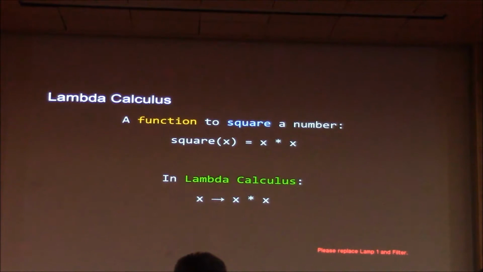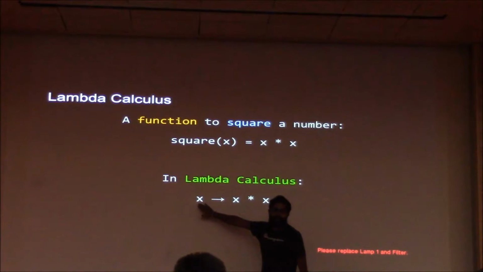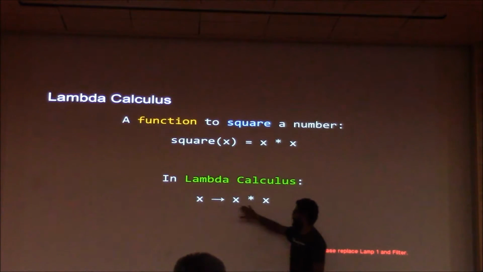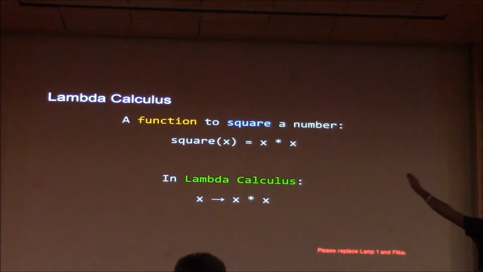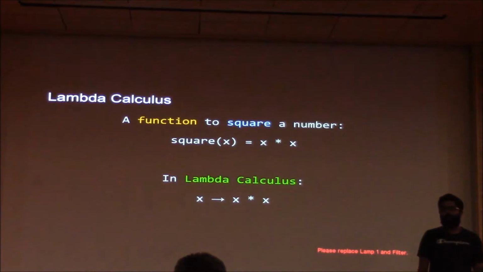So what this means is that x is being transformed into x times x, that's it. The same function, square of x is equal to x times x, is written like this in lambda calculus. So what is the important thing that you observe here? What is the difference between these two lines? Anyone?